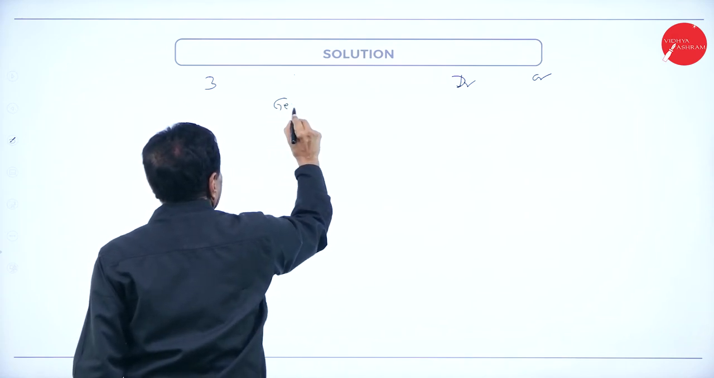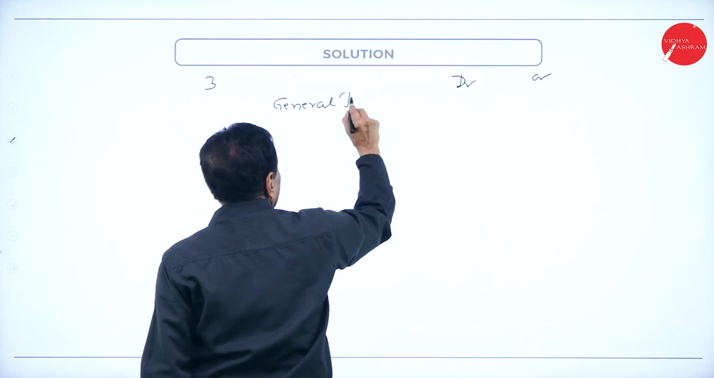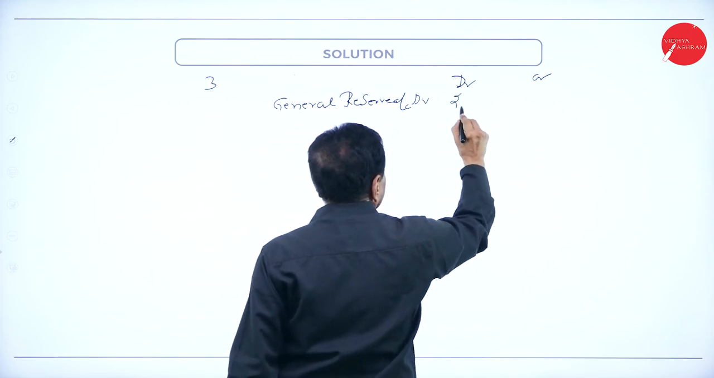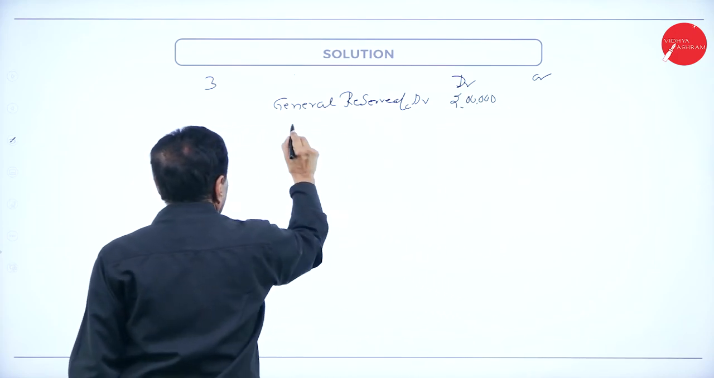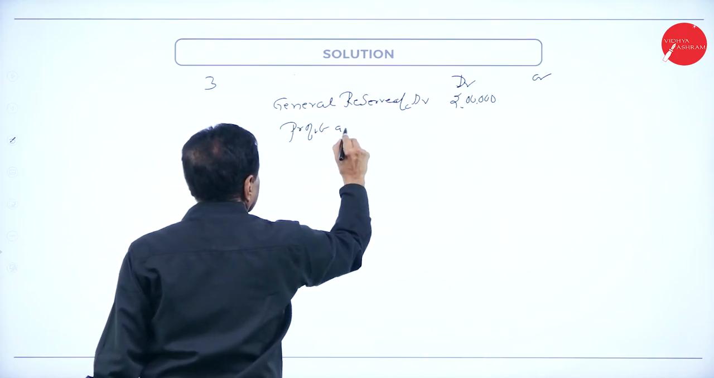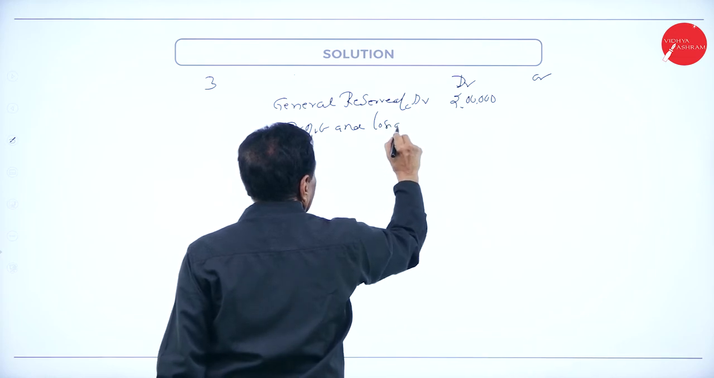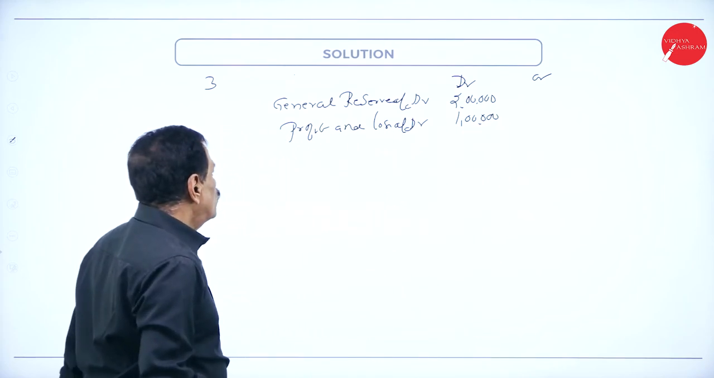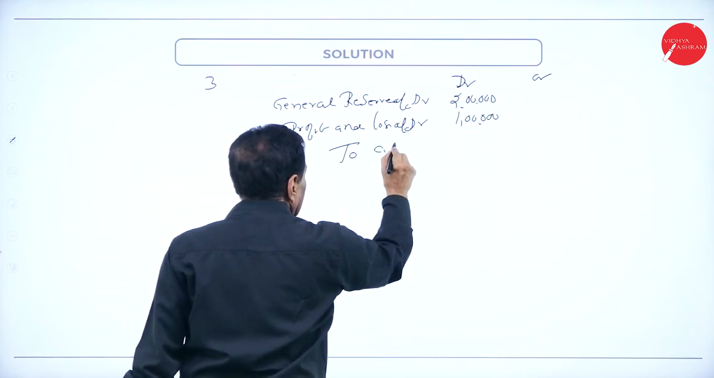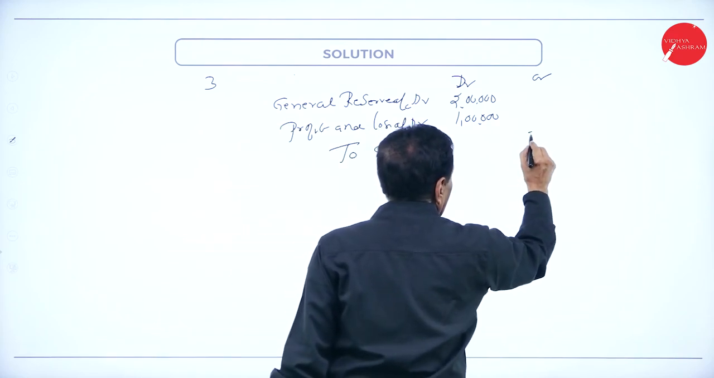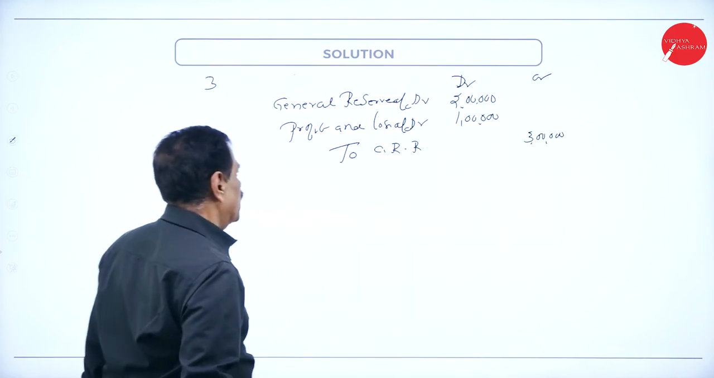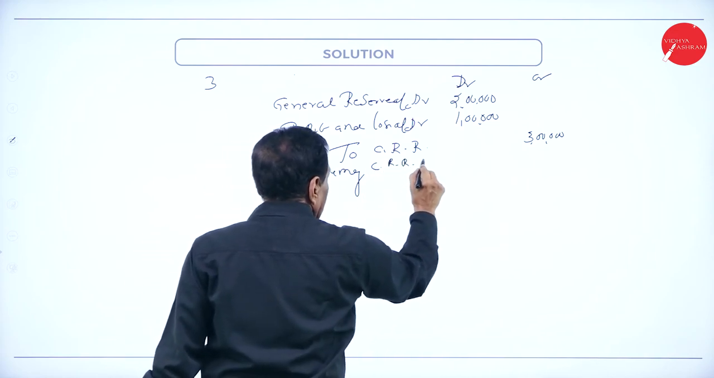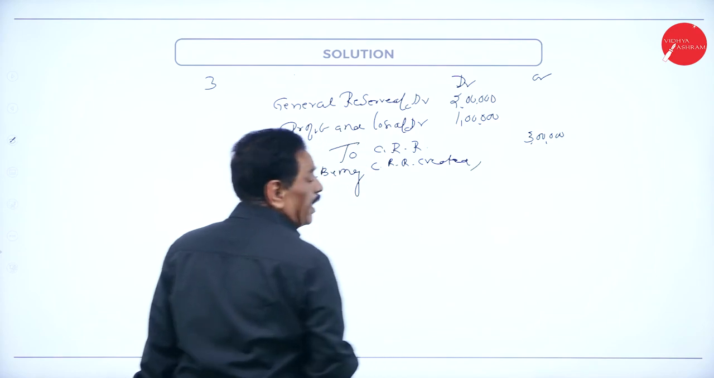General reserve account debtor 2 lakh. Profit and loss account debtor 1 lakh. To CRR account 3 lakh. Being CRR created. So 5 lakh you got.